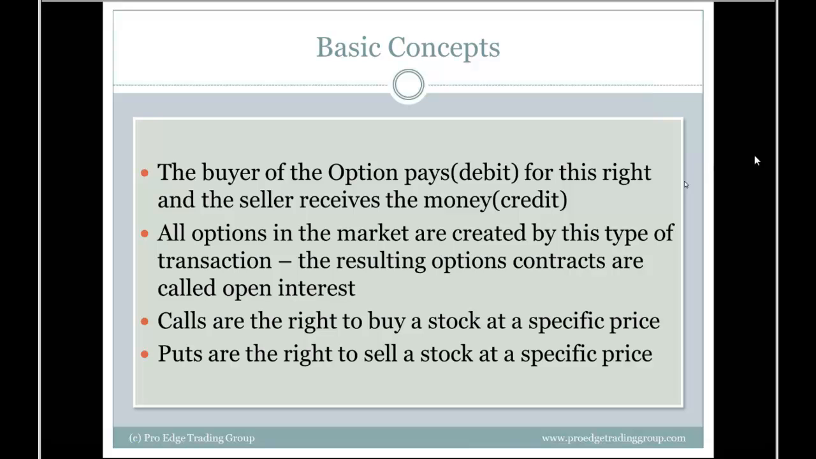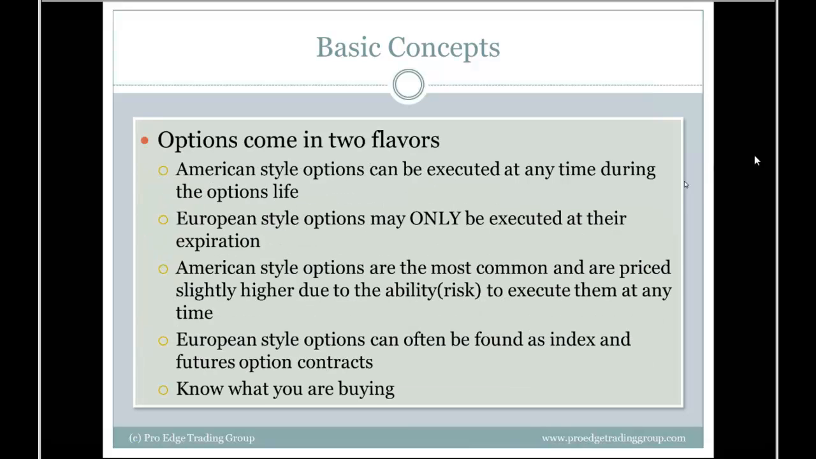Calls are the right to buy a stock at a specific price. It's called the strike price. Puts are the right to sell a stock at a specific price. Now, options actually come in two different varieties. Technically, there's more than two, but there's two main ones that we'll probably be dealing with here.